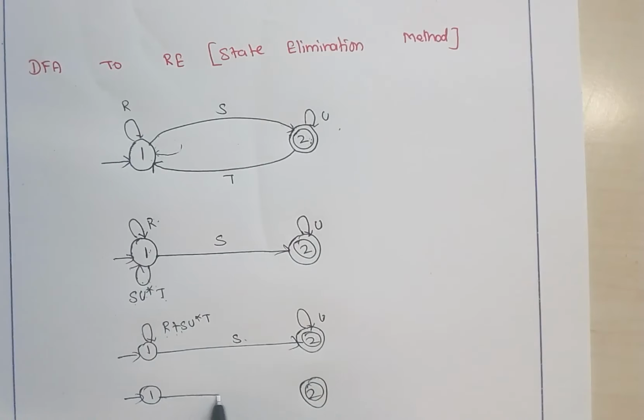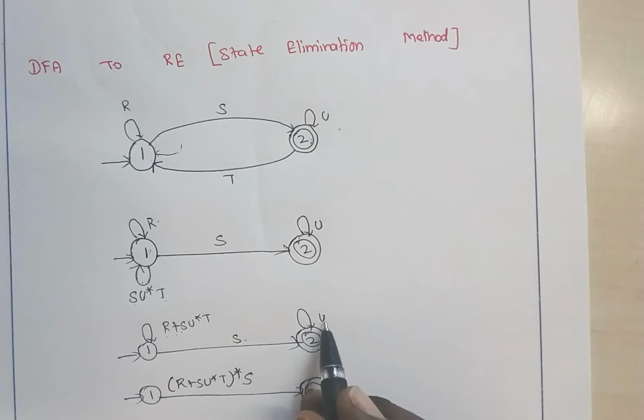The transition can be expressed as, since you have a self loop condition over here, you can write it as R plus S U star T, the whole star. Whole star actually denotes 0 or more transitions, and a single S followed by, here you have a loop with U, so it is U star. So this is the final regular expression from the starting state to the final state. So this will be considered as a final regular expression.